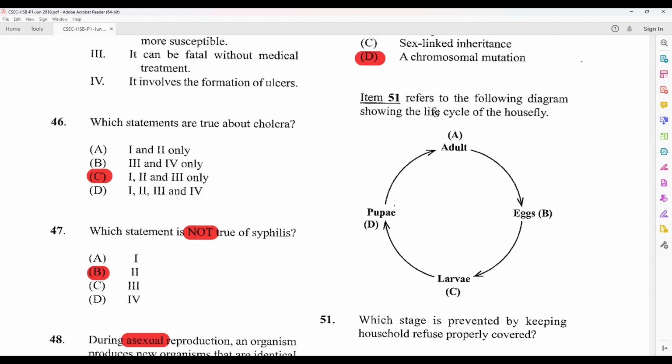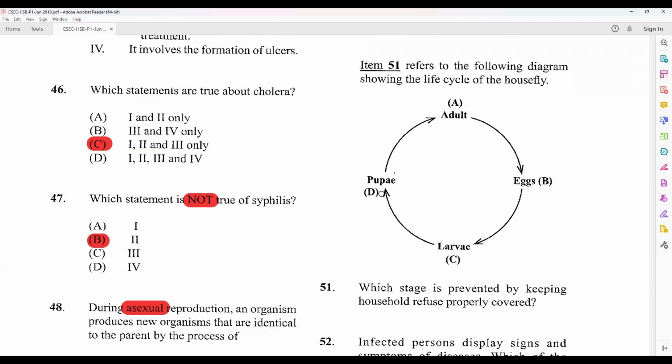Item 51 refers to the following diagram showing the life cycle of a housefly. We have A, adult; B, eggs; C, larva; D, pupae. Which stage is prevented by keeping household refuse properly covered? If you cover it, it means the adults don't get a nice environment to lay their eggs in. So the stage that you would prevent is the eggs, which is B.